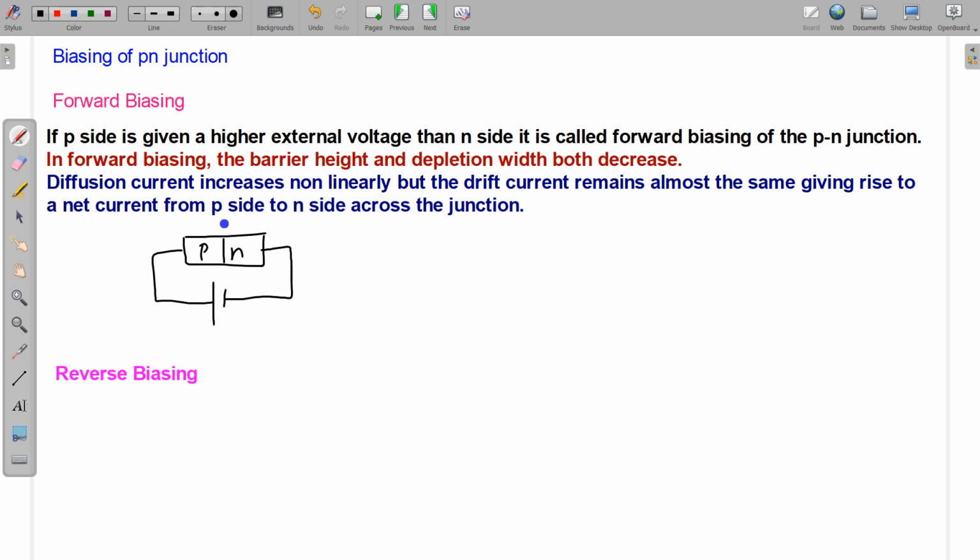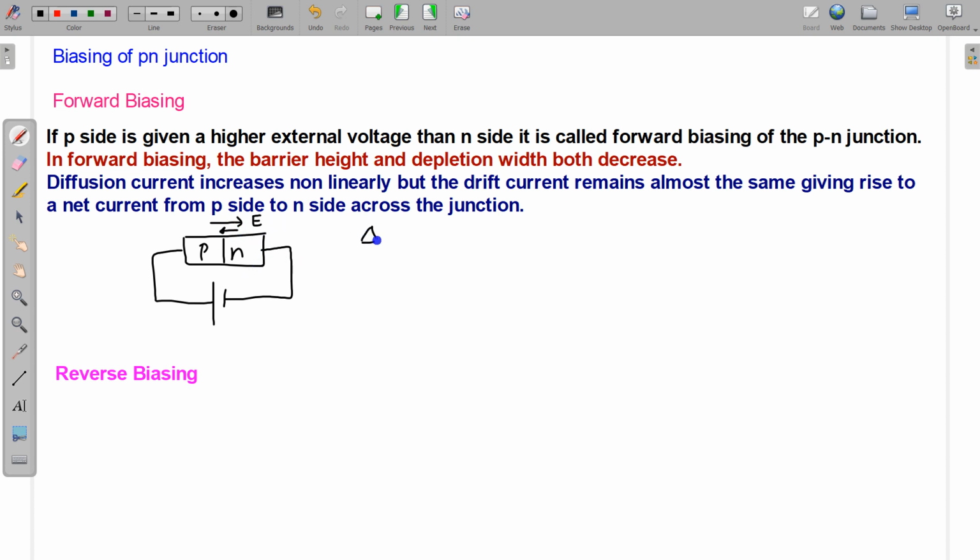Due to this battery, we can say there is an external field like this, and the internal field due to the space charge density was like this. So both are in the opposite direction. So this decreases the electric field in the depletion region, and also this decreases the potential barrier.